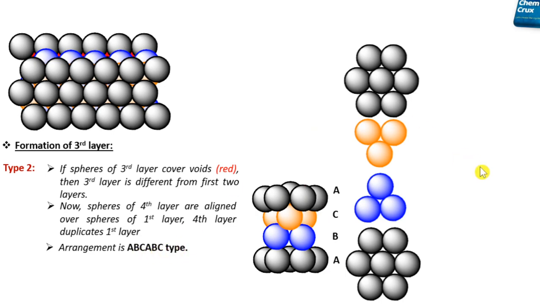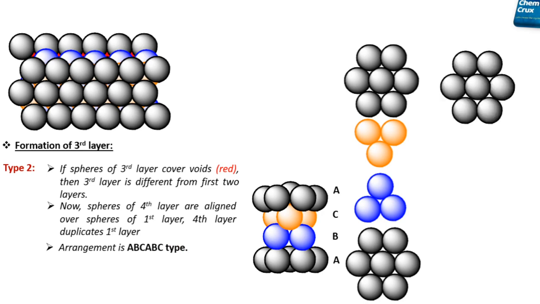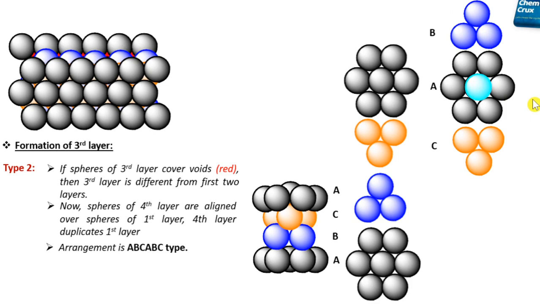Coming to coordination number. So this is the layer A, right? Now we know we have layer B above layer A, right? And beneath layer A we have layer C, since the arrangement is ABC ABC type. Correct? Now I want to find the coordination number of this sphere, the one that I have marked.